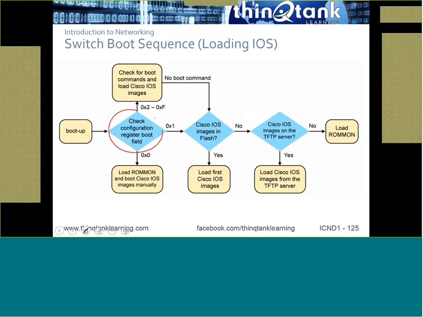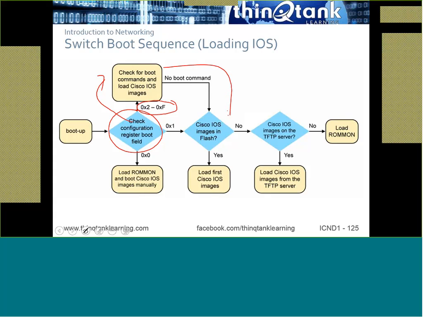And the first thing that that device does is it checks something called the configuration register. Basically, the configuration register is used to identify how the device boots up. Now, if it's left at its default, which is hex 2 through hex F, so 0x2102 or whatever, it's going to boot up normally. It's going to look for boot commands, which we'll talk about later. Those boot commands do not exist by default. And then it's going to load the IOS image.